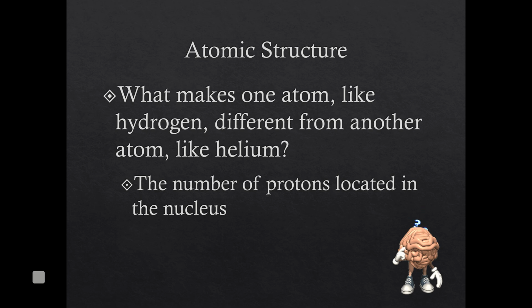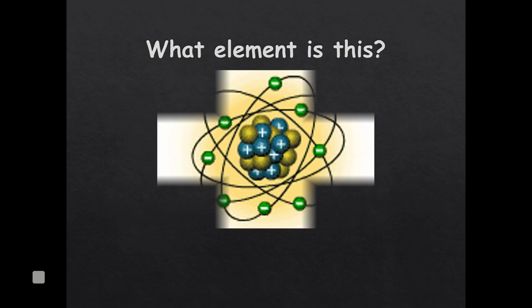Okay? So here's my question. What makes one atom like hydrogen different from another atom like helium? What really makes one atom different from another one? How do I know that I have oxygen, carbon, iron, gold, silver, rubidium, any of these other ones that are out there? And the answer, very specifically, is the number of protons in the nucleus. That is the key, okay? The number of protons gives you the exact identity of the element. Every element has a unique number of protons, okay?